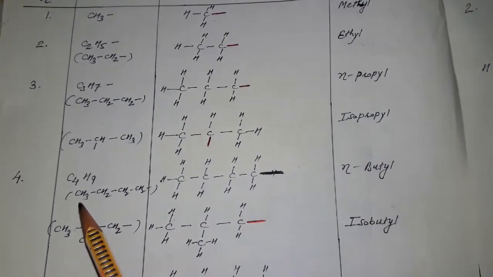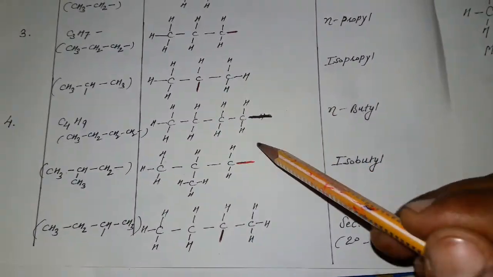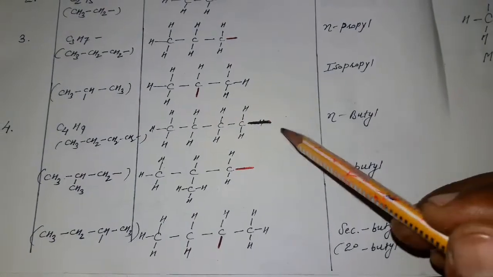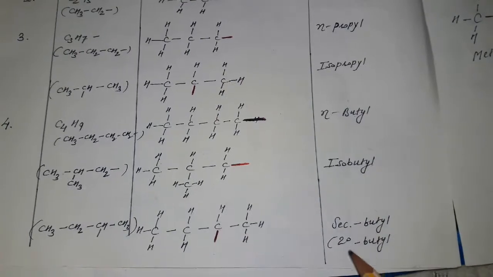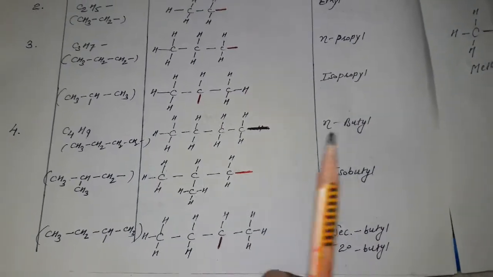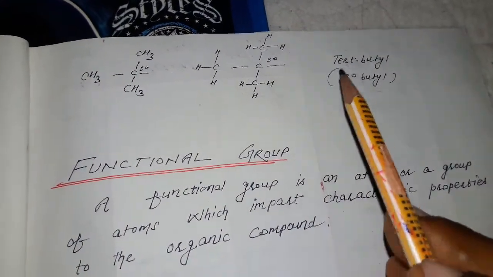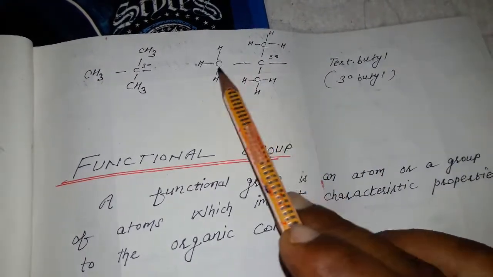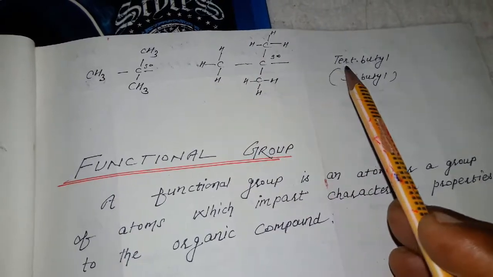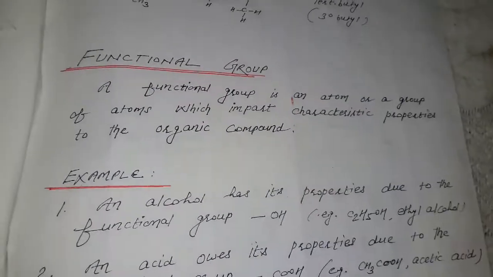In C4H9 there are four types of alkyl group. First is normal butyl, n-butyl, second is isobutyl, and third is secondary butyl, or sec-butyl. Next, the fourth with n equal to 4 is tertiary butyl, with linkage from the carbon which contains three alkyl groups. Next is the important part of organic chemistry.